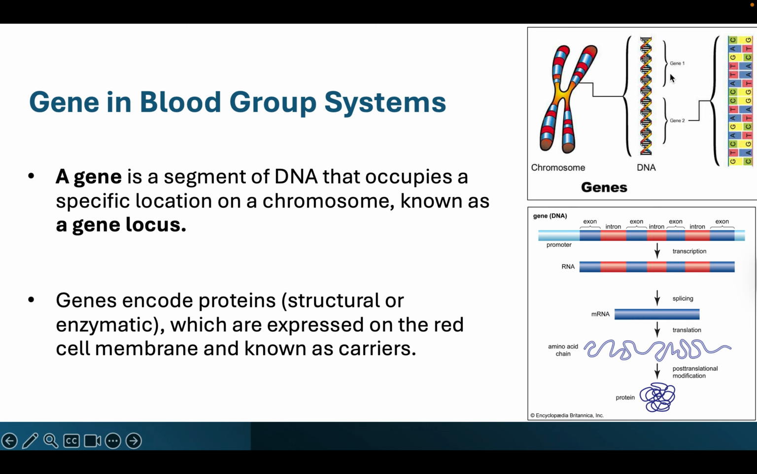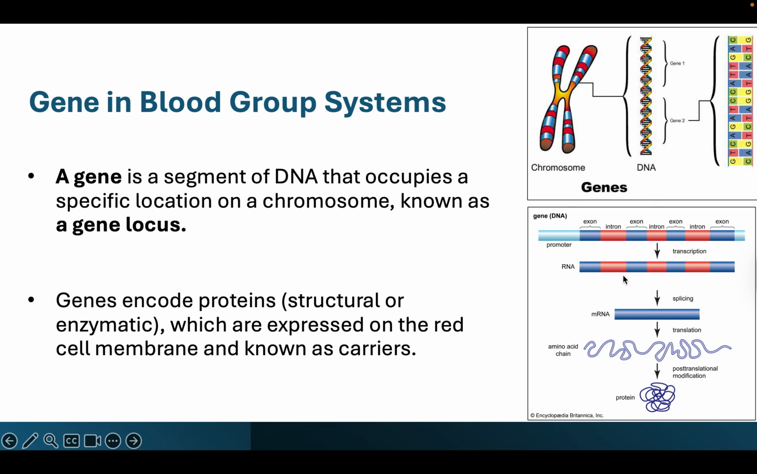And it contains more than one gene, of course. I'm interested in gene number 2. If I want to look at the exact sequence of this gene, I can use molecular testing like the PCR followed by the Sanger sequencing, and I can identify the exact sequence of this gene. So the gene is the segment of the DNA that occupies a specific location on a chromosome, known as a gene locus.